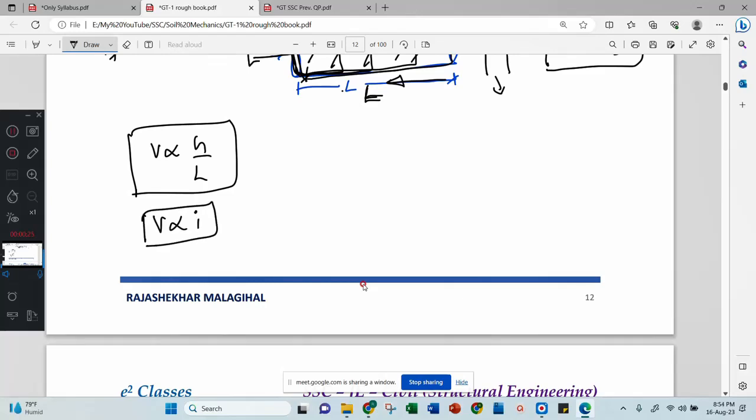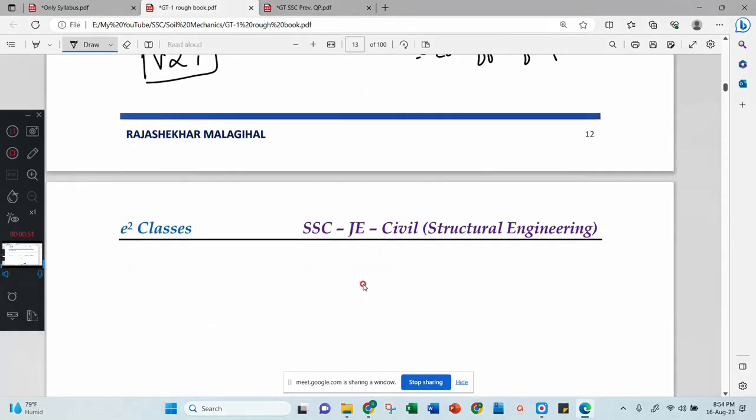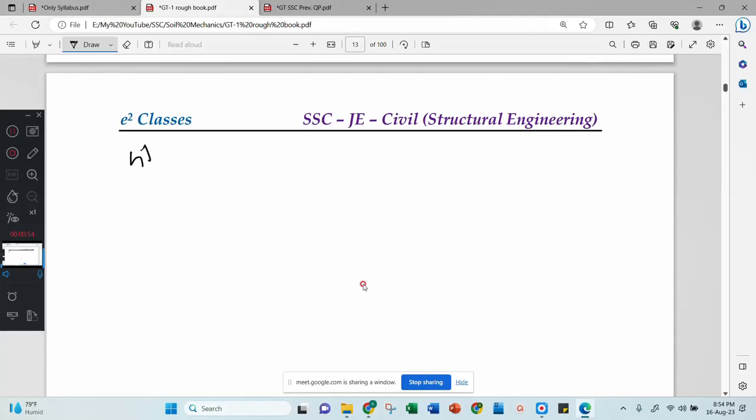i means hydraulic gradient. Then the proportionality constant I will introduce here, that is V equal to K into i. What is this K? K is a proportionality constant, and that K you can call the coefficient of permeability. Understood? From this what we understood is, as height increases, velocity increases; as length increases, velocity decreases; as velocity increases, i increases. These conclusions we got.